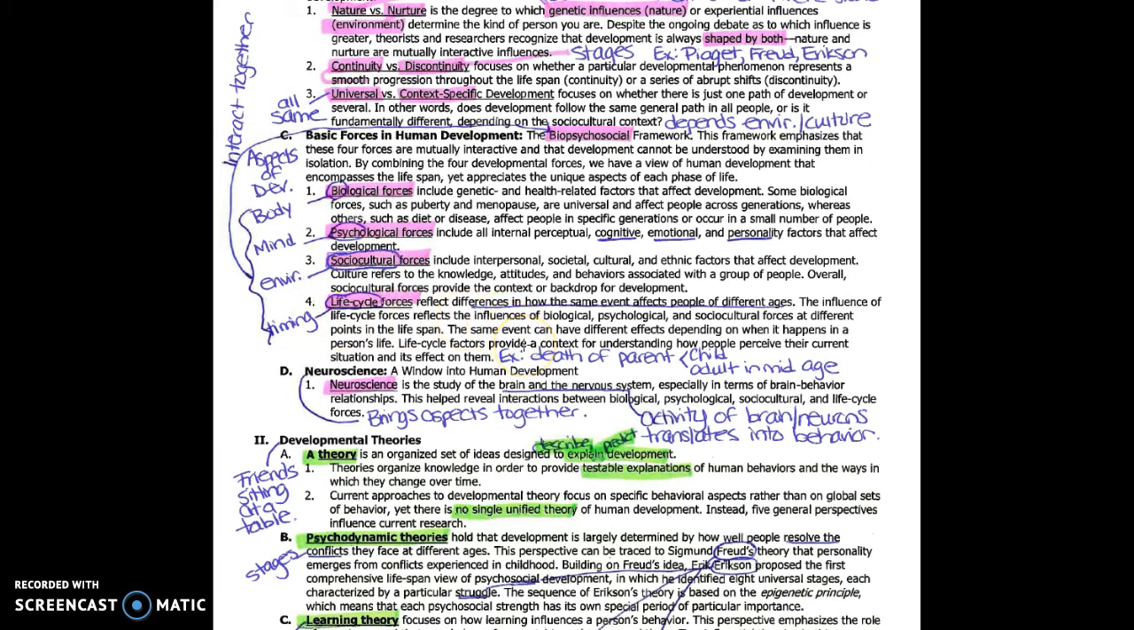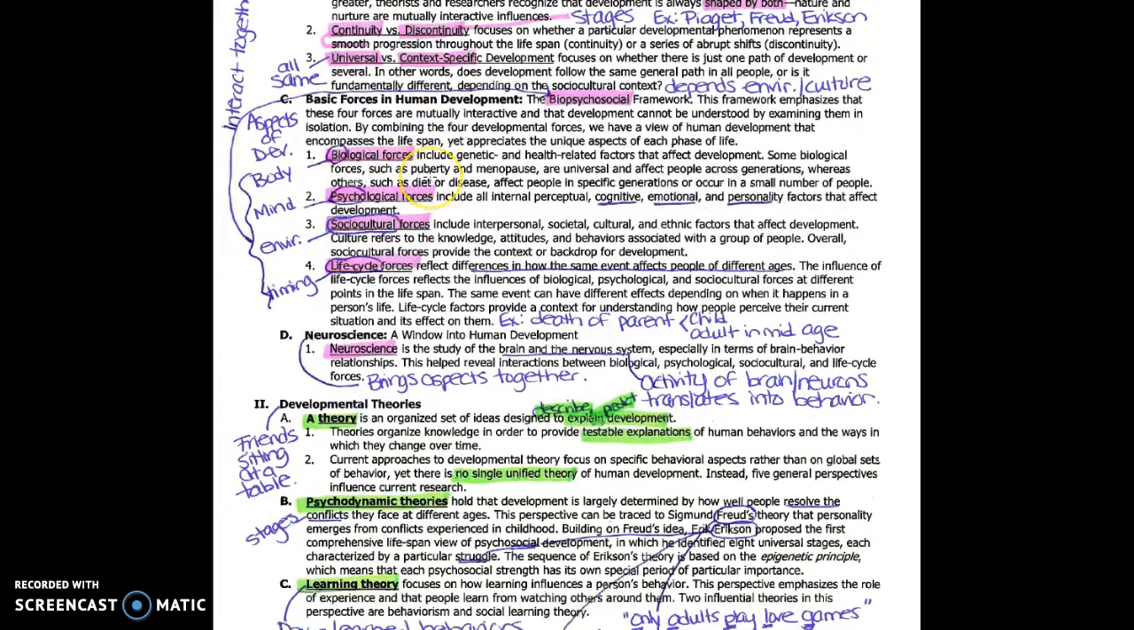So if you experience the death of a parent, you're going to experience it quite differently, and it's going to have a different impact on your development if you're a child compared to if you're, say, a middle-aged adult. So those are the different forces of human development that we need to consider throughout the course.